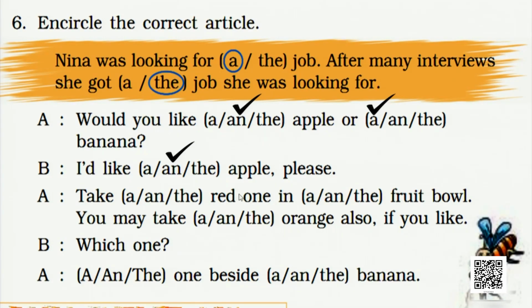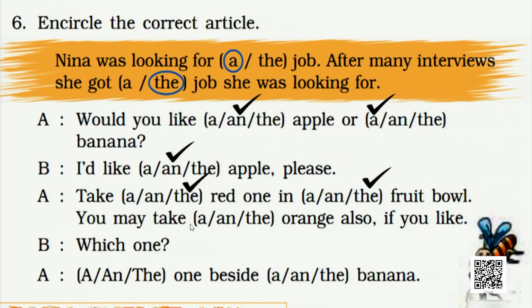Now this person is pointing at an apple. Okay, so it is definite, so we will put the. Take the red one in. Now we also know which fruit bowl he is talking about, so we will put the here again. Take the red one in the fruit bowl.